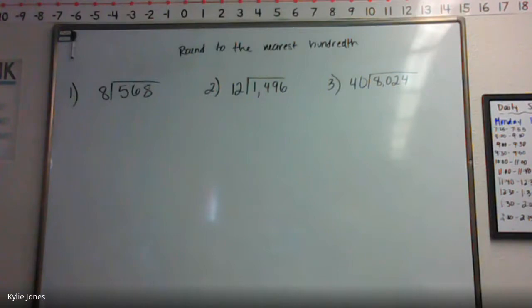71. So we know that 8 times 7 is 56. Five or greater, you can round up. Leave the 8 on for now. So that's a 0. Now you can drop down the 8.